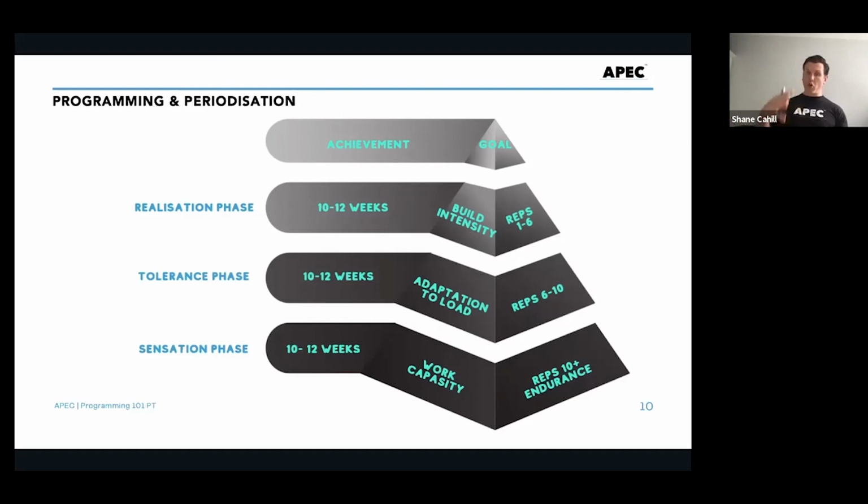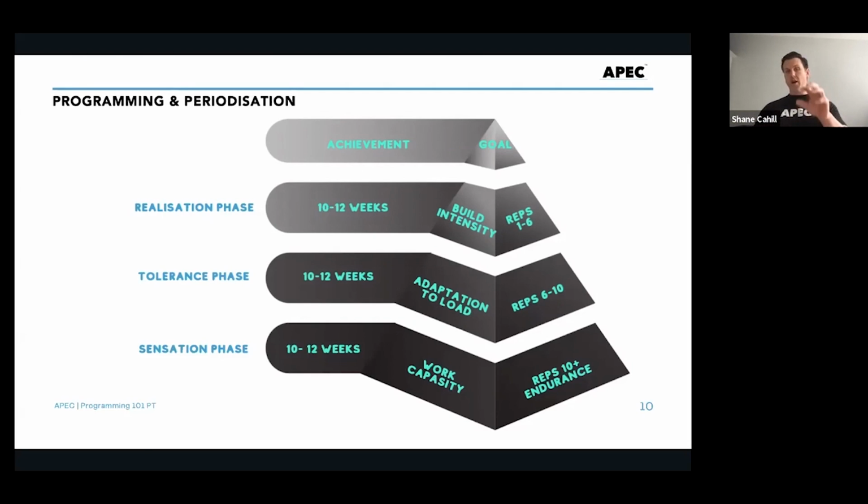And the good movement patterns you've ingrained in the sensation phase, over the next 12-week period, you're starting to add load to those movement patterns. And now the body's central nervous system is adapting to dealing with load over time. Like I said, the reps tend to be in and around the 6 to 10 mark.